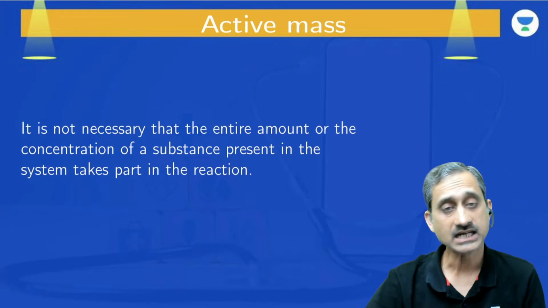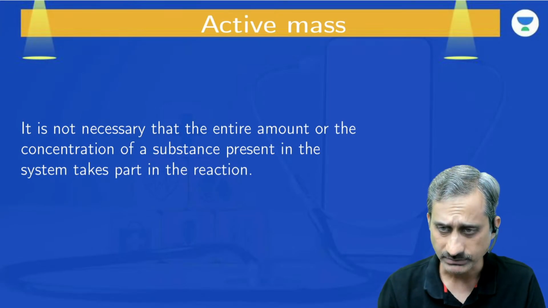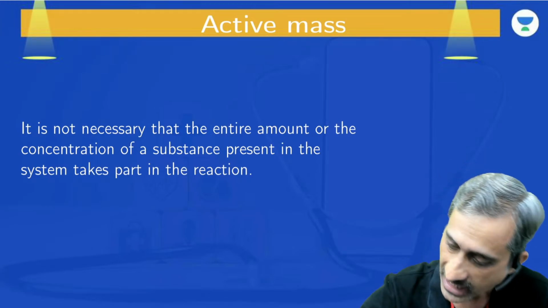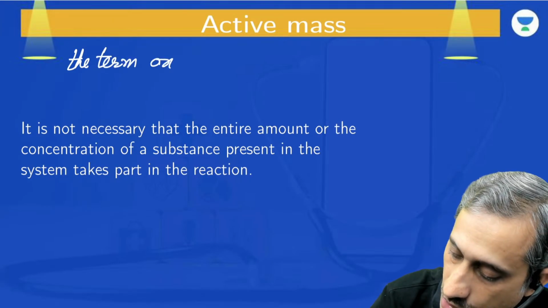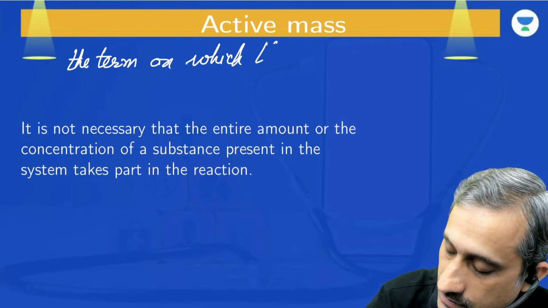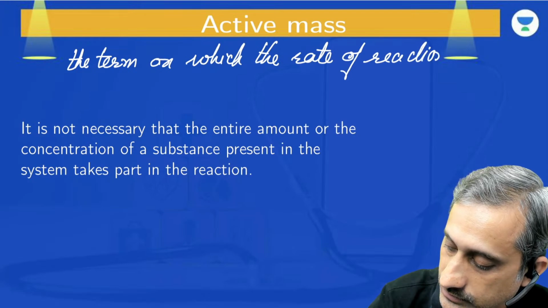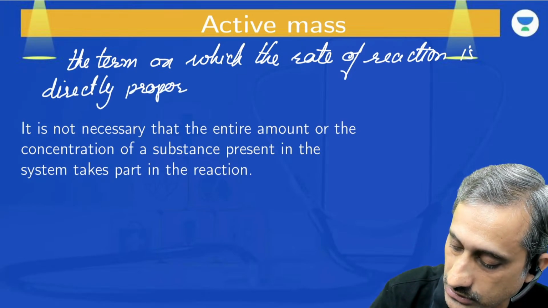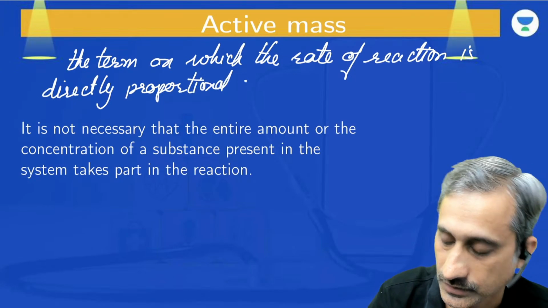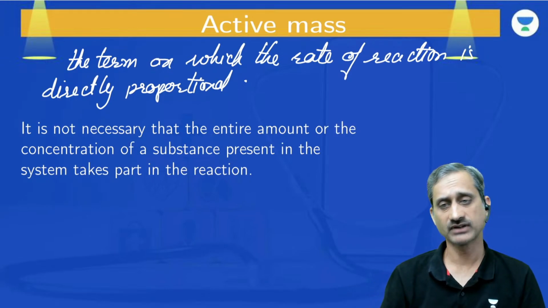It's not necessary that the entire concentration of a substance present in the system takes part in the reaction. We have already done the chemical kinetics chapter, and there we talked about something called the active mass. Active mass is the term to which the rate of reaction is directly proportional. So the term to which the rate of the reaction is directly proportional is termed the active mass.